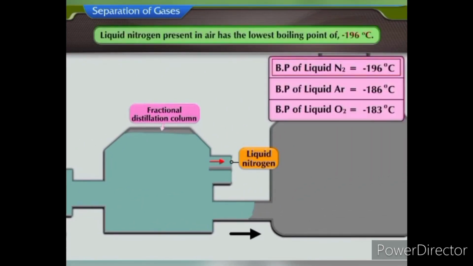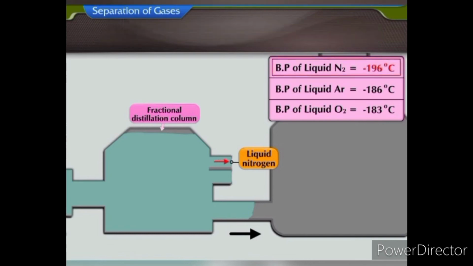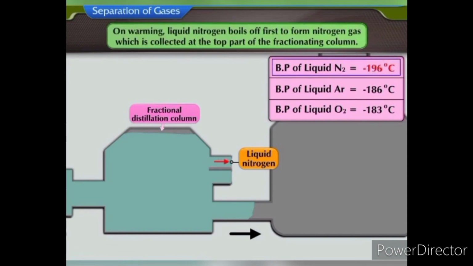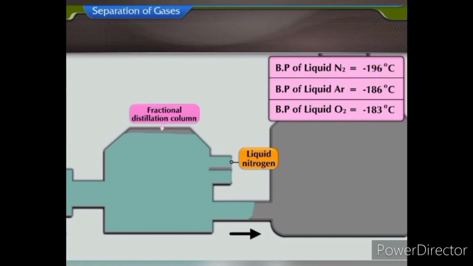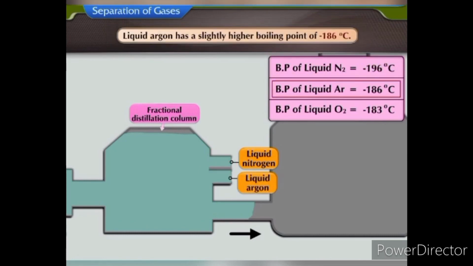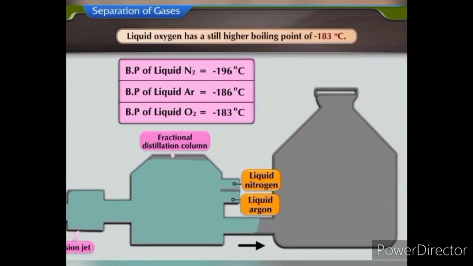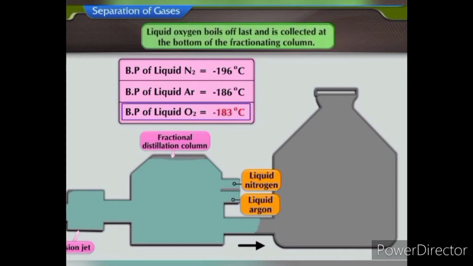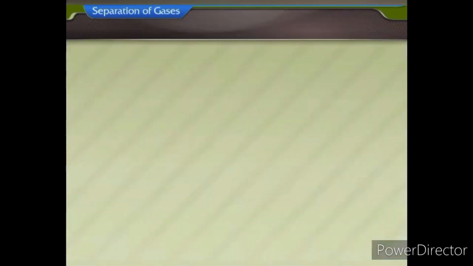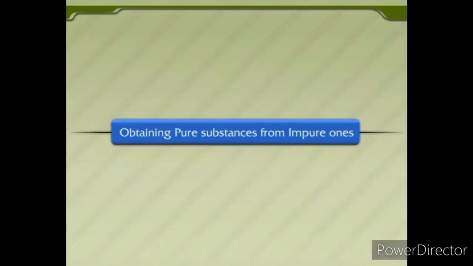Liquid nitrogen present in air has the lowest boiling point of minus 196 degrees Celsius. On warming, liquid nitrogen boils off first to form nitrogen gas, which is collected at the top part of the fractionating column. Liquid argon has a slightly higher boiling point of minus 186 degrees Celsius, so it boils off next and is collected in the middle of the fractionating column. Liquid oxygen has a still higher boiling point of minus 183 degrees Celsius, so it boils off last and is collected at the bottom of the fractionating column, obtaining pure substances from impure ones.